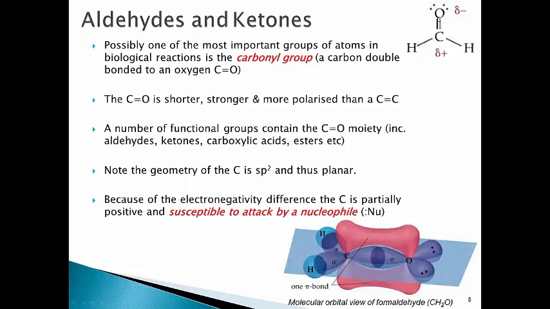Okay, so it's quite a small bond, this carbonyl double bond between the carbon and the oxygen. There are lots of functional groups that contain this carbonyl. So there's your aldehyde, your ketones, your carboxylic acids, and your esters. There are a couple of examples of that one. The carbon is sp2 hybridized and therefore has a planar shape. And like we said, because of this electronegativity difference along the carbonyl bond, it's very susceptible to attack by nucleophiles.